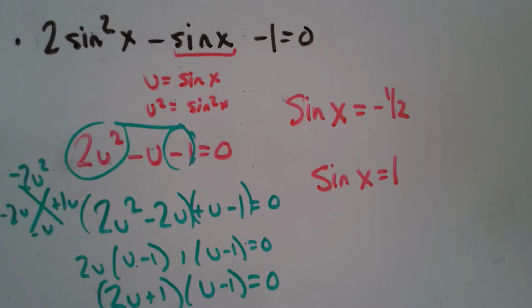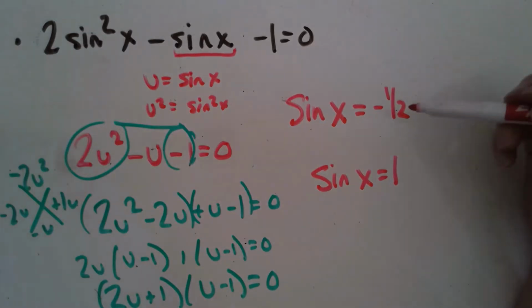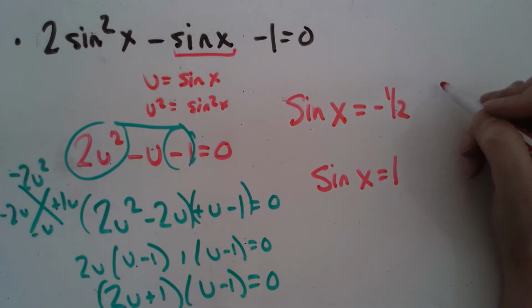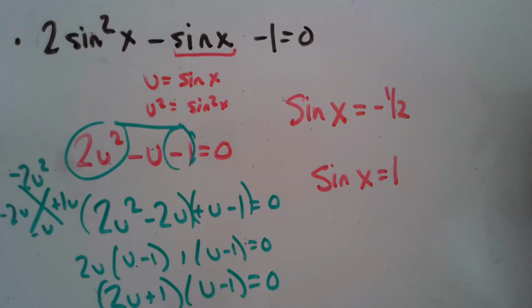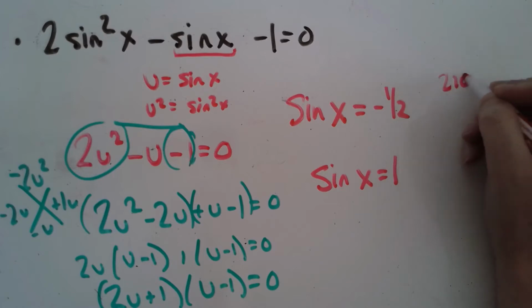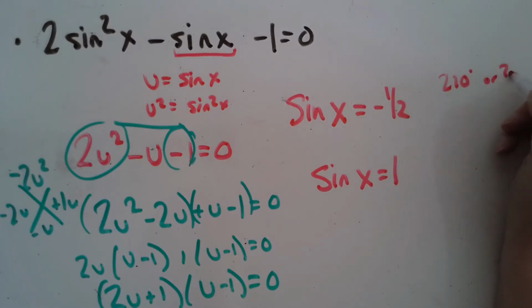Okay, we're finding all solutions. So this means I'm going to have plus 2 pi or plus pi. So sine is negative 1/2. Looking at our unit circle, sine is negative 1/2 at, and it doesn't say radians or degrees, so it doesn't matter on this one. Usually if they give us radians, I give it back in radians. If it gives it to me in degrees, I give it back in degrees. Okay, so sine is negative 1/2 at 210 or 7 pi over 6.